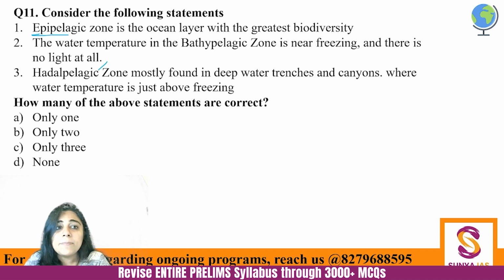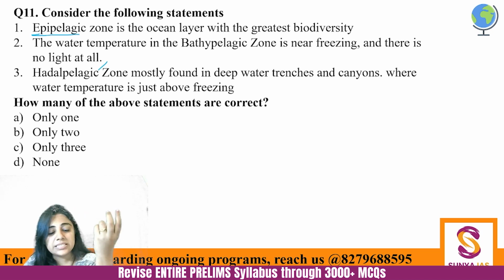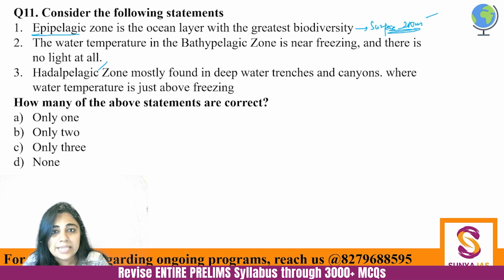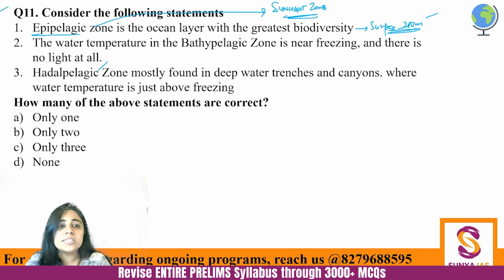Epipelagic basically means the topmost layer which is having the greatest biodiversity. Okay? Epipelagic layer, and it extends from the surface to 200 meters within the ocean. And this epipelagic zone, it is also called the sunlight zone. Okay? So first is correct.